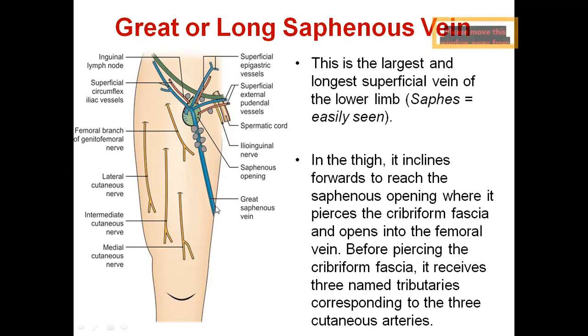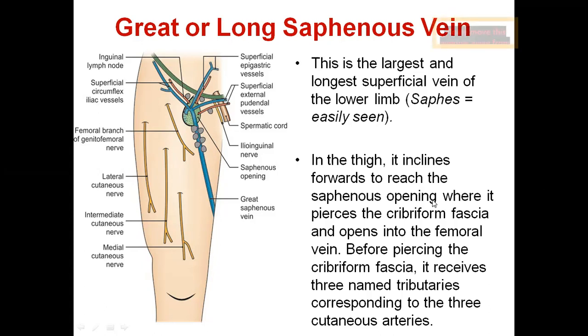Okay. So this is the great saphenous vein, what you are seeing in the figure. So this is the largest and longest superficial vein of the lower limb. The meaning of saphenous means it is easily seen. You can see through the skin, even in your body, if you try to see. Actually, it starts from the medial aspect of the big toe, great toe, and it moves all along the medial aspect of the leg, and then it comes to lie along the medial aspect of the thigh.